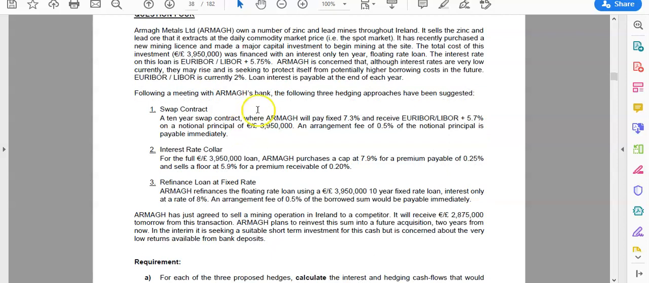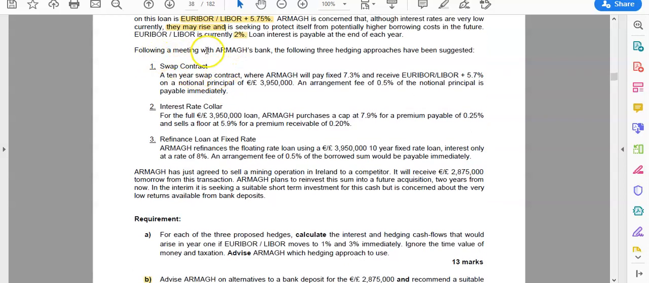So I'm assuming you've read through the question. Essentially, this company now has a loan of 3.95 million, and they currently are exposed to interest rate risk because they're borrowing at a floating interest rate, or what we also call a variable interest rate. So Euribor plus 5.75%. And Euribor currently is 2%. And of course, if you have a loan, you're afraid that interest rates will rise. So they want to manage that. And the bank, Armaz Bank, have given them 3 hedging alternatives: a swap, an interest rate collar, and a fixed rate.